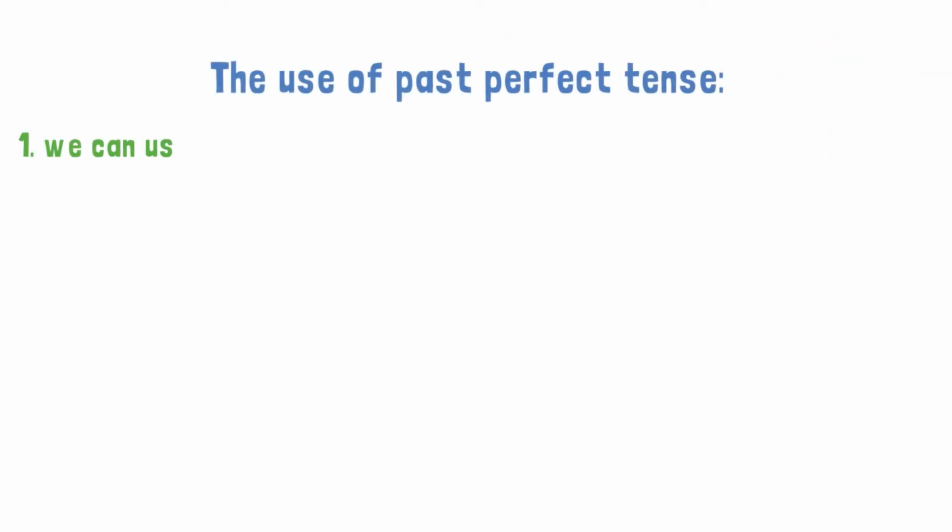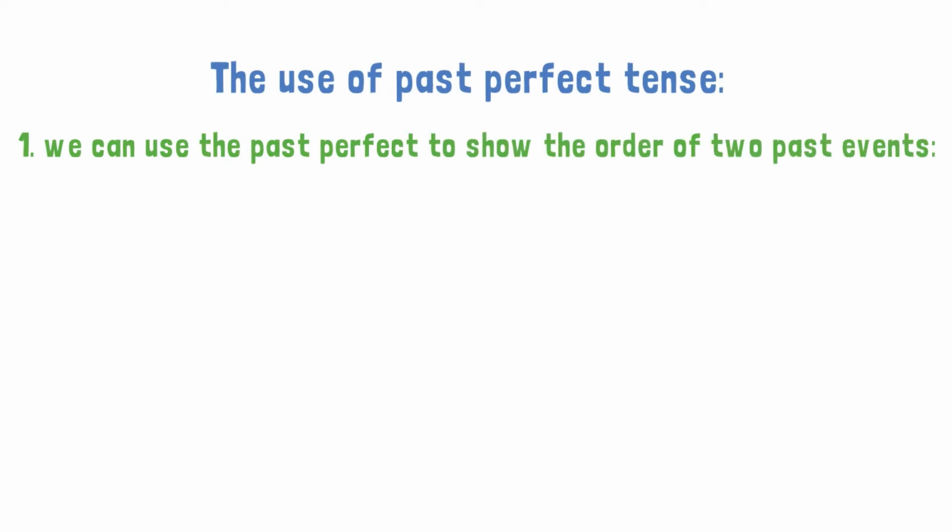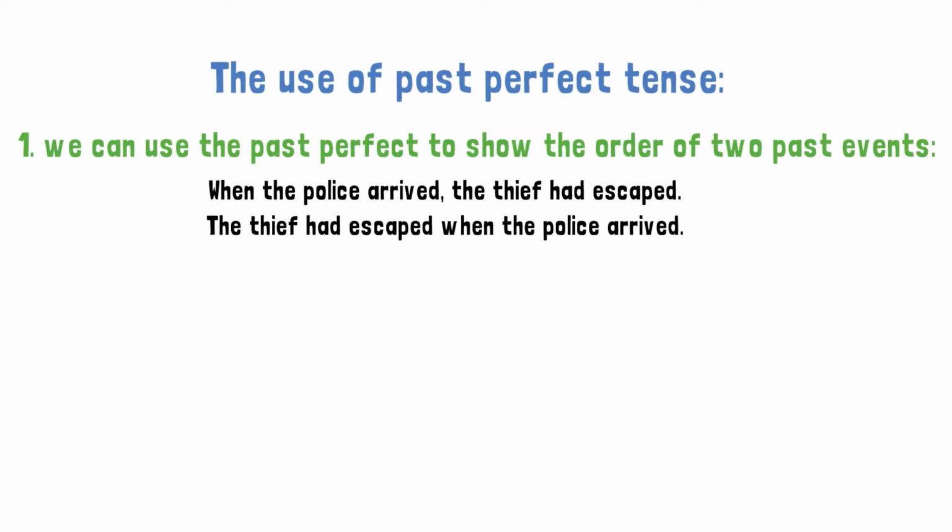As you see, we can use the past perfect to show the order of two past events. For example, when the police arrived, the thief had escaped. It doesn't matter in which order we say the two events. The thief had escaped when the police arrived.